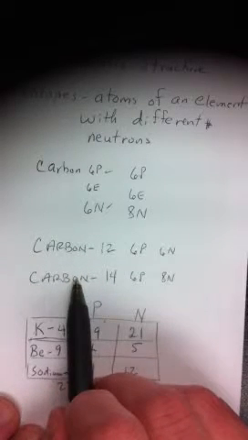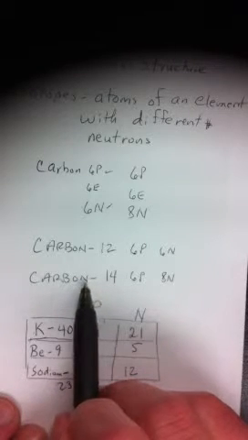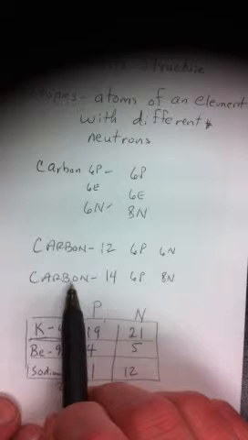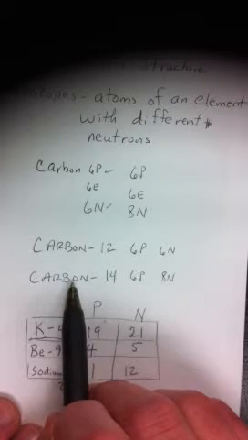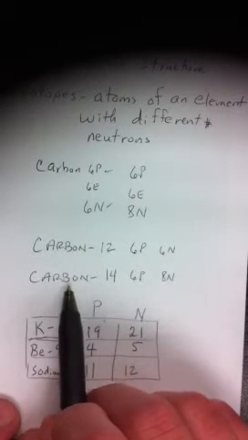Some isotopes are radioactive, and the reason they're radioactive is because the number of neutrons, or the ratio of neutrons to protons, isn't quite what gives the atom enough stability. So it will undergo some type of change to become stable, and that's basically what radiation is.